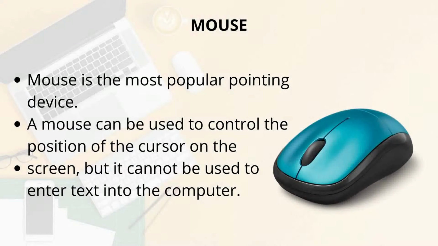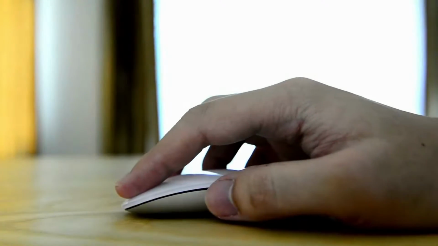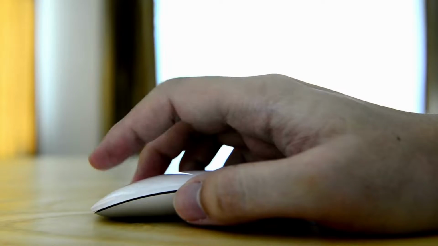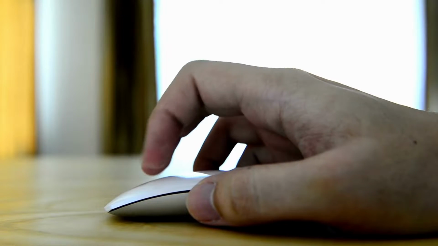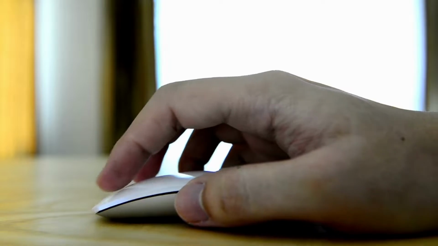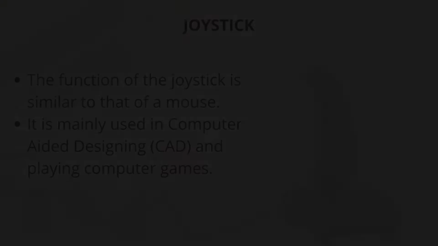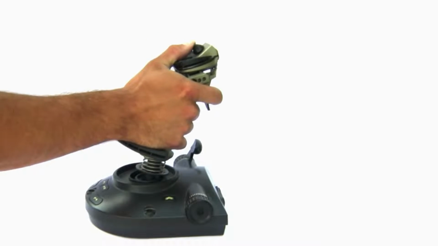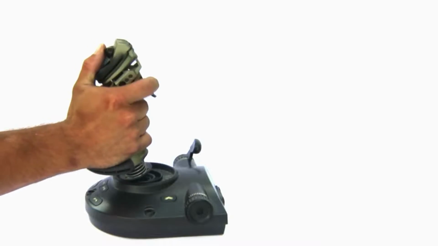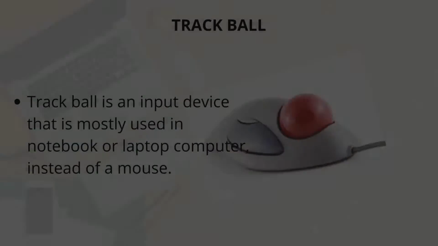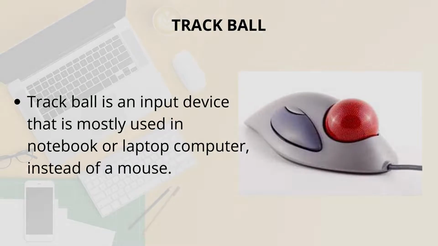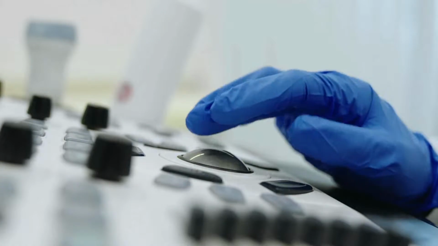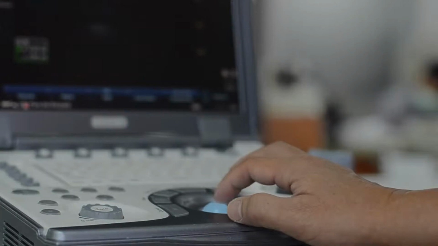Mouse is the most popular pointing device. A mouse can be used to control the position of the cursor on the screen, but it cannot be used to enter text into the computer. Joystick. The function of the joystick is similar to that of a mouse. It is mainly used in computer-aided designing and playing computer games. Trackball is an input device that is mostly used in notebook or laptop computer, instead of a mouse.